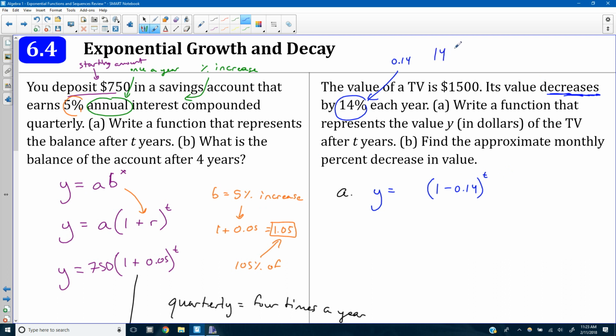A 14% decrease in value as the television depreciates is 100 minus 14, which is 86% of its value. So every single year, the TV becomes 86% of its previous value. So that will be 0.86 right here, which is probably just a better way of putting it. 0.86 to the t value. And then it starts off at $1,500 because we're talking about the value y in dollars of the TV after t years. So when the TV first comes out, no years have passed yet, and then 1 year will have passed eventually. But this becomes the model here for part A.